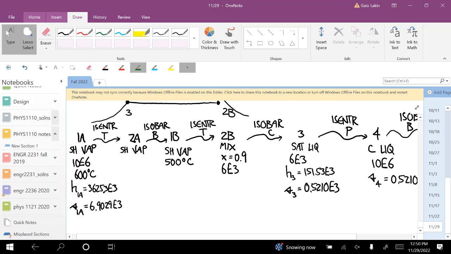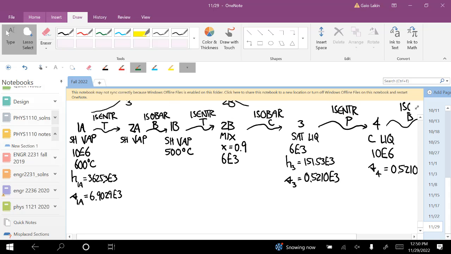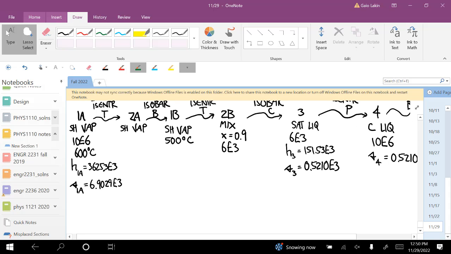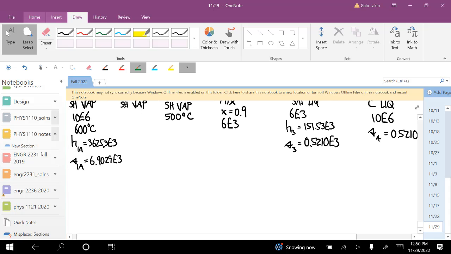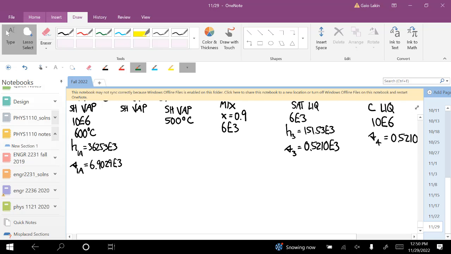So now, in a problem like this, I think once you have all your information laid out, you just have to figure out the direction that you're going to proceed. I think the way to go is just calculate the stuff that you know you can calculate. So let's go straight to 2B, use that quality and come up with the enthalpy there. And we can come up with the entropy there too.